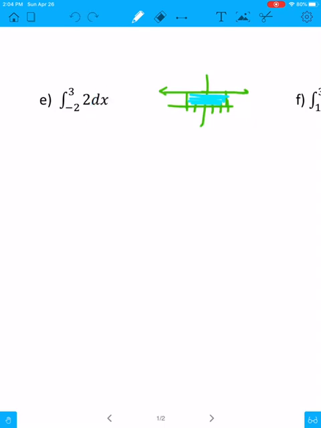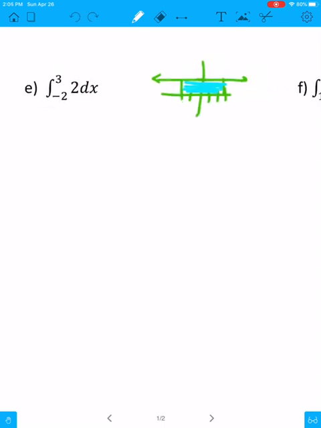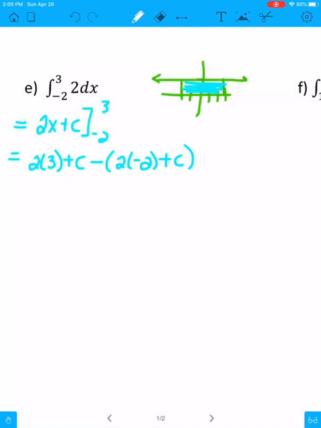So the antiderivative of 2, when you have a constant, is just that with an x, right? So we get 2x plus c from negative 2 to 3. Then we do function notation, so we go 2 times 3 plus c minus bracket 2 times negative 2 plus c. So I'm going to get 6 plus c minus a negative 4, so plus 4 minus c. The c's cancel, and I'm left with 10.